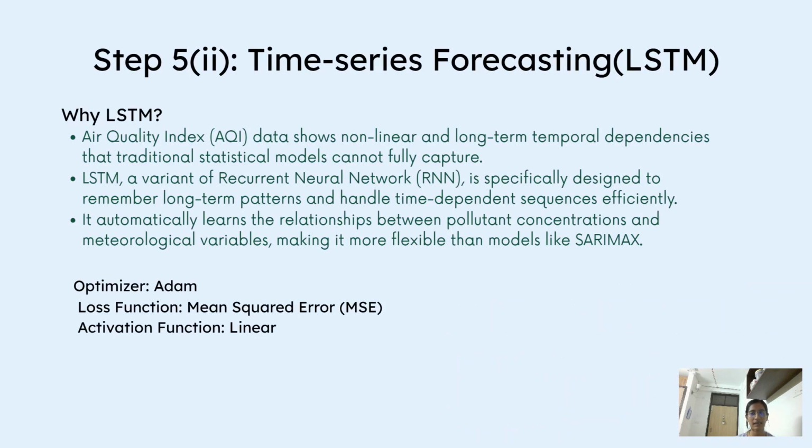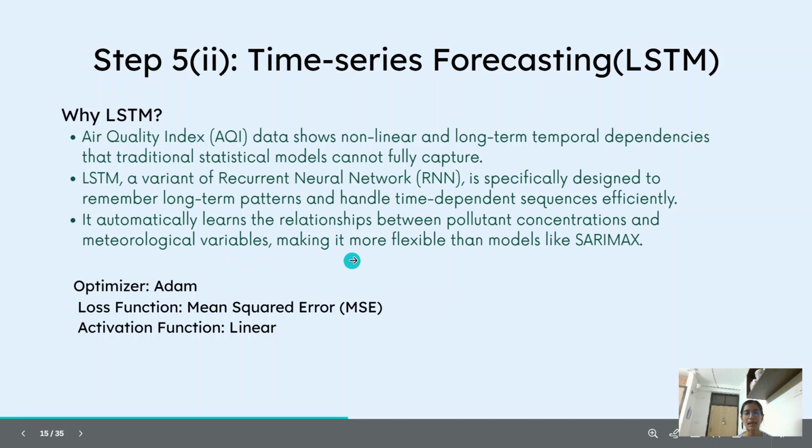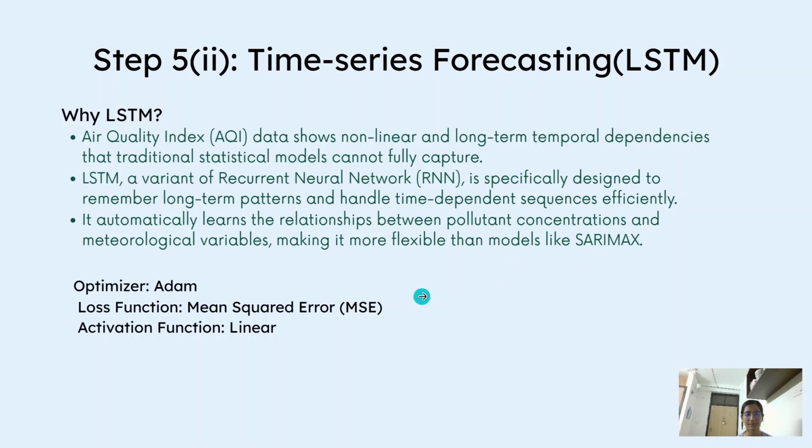Our next step is time series forecasting using LSTM. So, why do we use LSTM? Air quality index data show non-linear and long-term temporal dependencies that traditional statistical models cannot fully capture. LSTM, a variant of RNN, is specially designed to remember long-term patterns and handle time-dependent sequences effectively. It can learn the relationship between pollutant concentrations and meteorological variables, making it more flexible than models like SARIMAX. This is a deep learning model. We use the optimizer Adam, loss function MSE, and activation function linear.